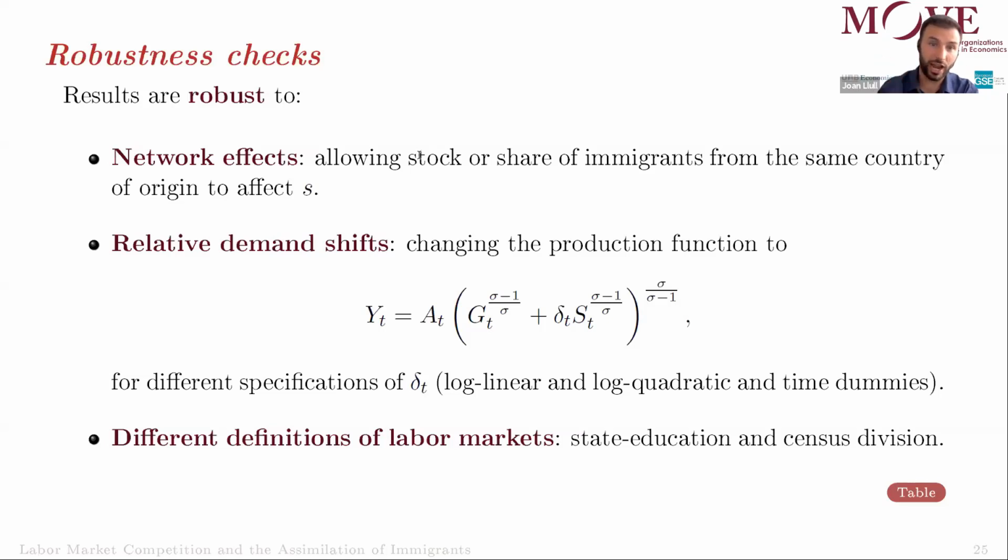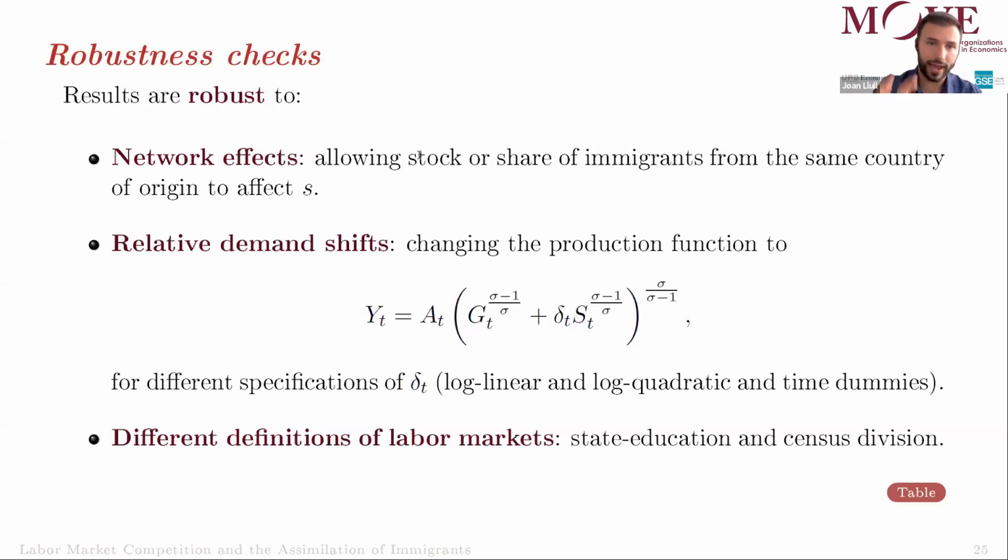The other one is the share of immigrants from your country of origin in your state. In both cases, we allow this to enter both linearly and interacted with years in the US. So therefore, this somehow controls for this potential network effect.